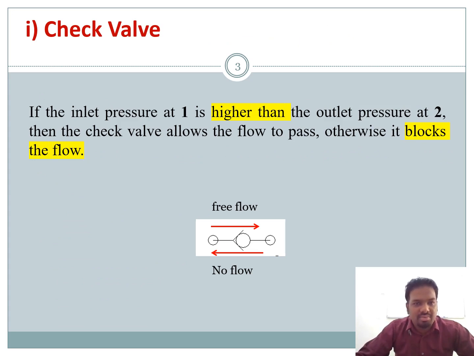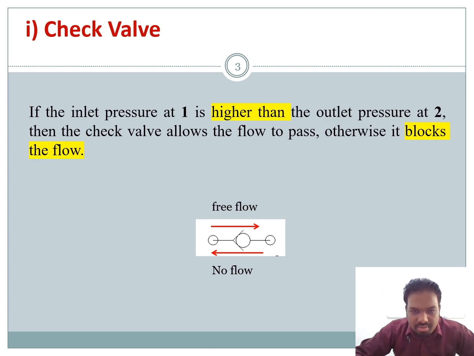The first valve is the check valve. As you can see here, if the inlet pressure at port 1 is higher than the outlet pressure, the check valve will allow the flow. Otherwise, in the opposite direction, it blocks the flow. Practically, you only allow flow in one particular direction. This is the symbol for the check valve.